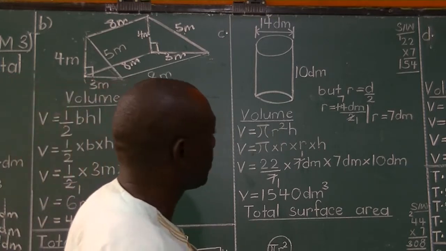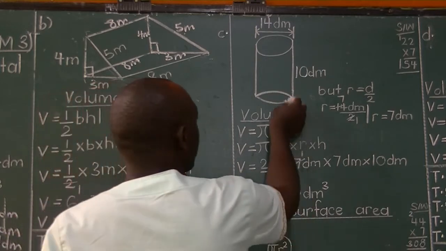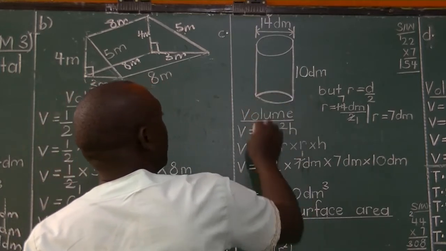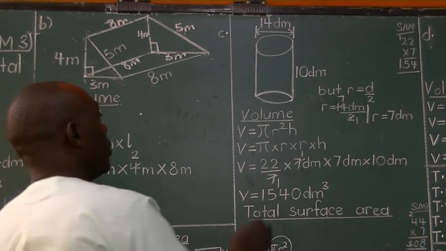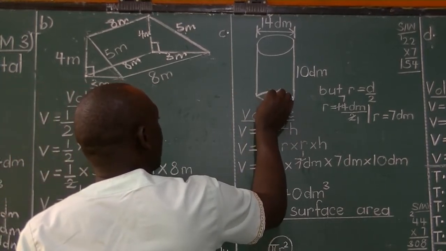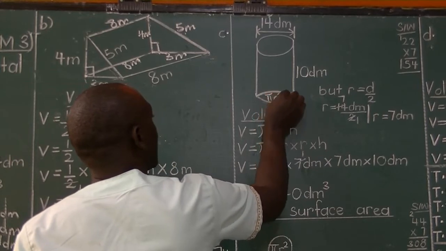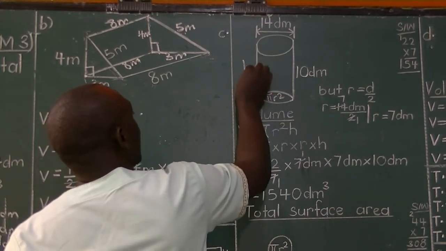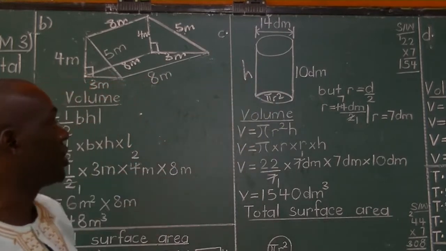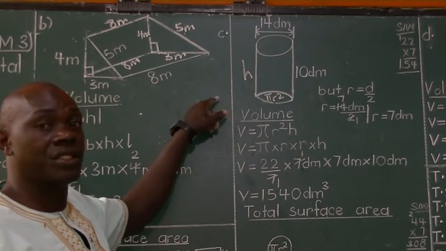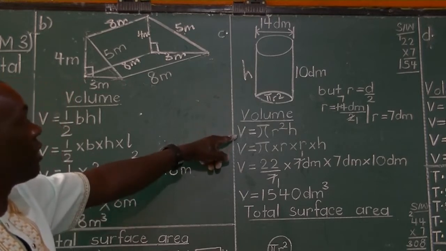Now volume says base area times height. So what's the shape of the base here? Okay, it's the circle, and the area of the circle is pi r squared. So that's why this is pi r squared. And what's this? Height. So the volume of any cylinder is pi r squared h. Base area times height. Pi r squared h is the one you have here.